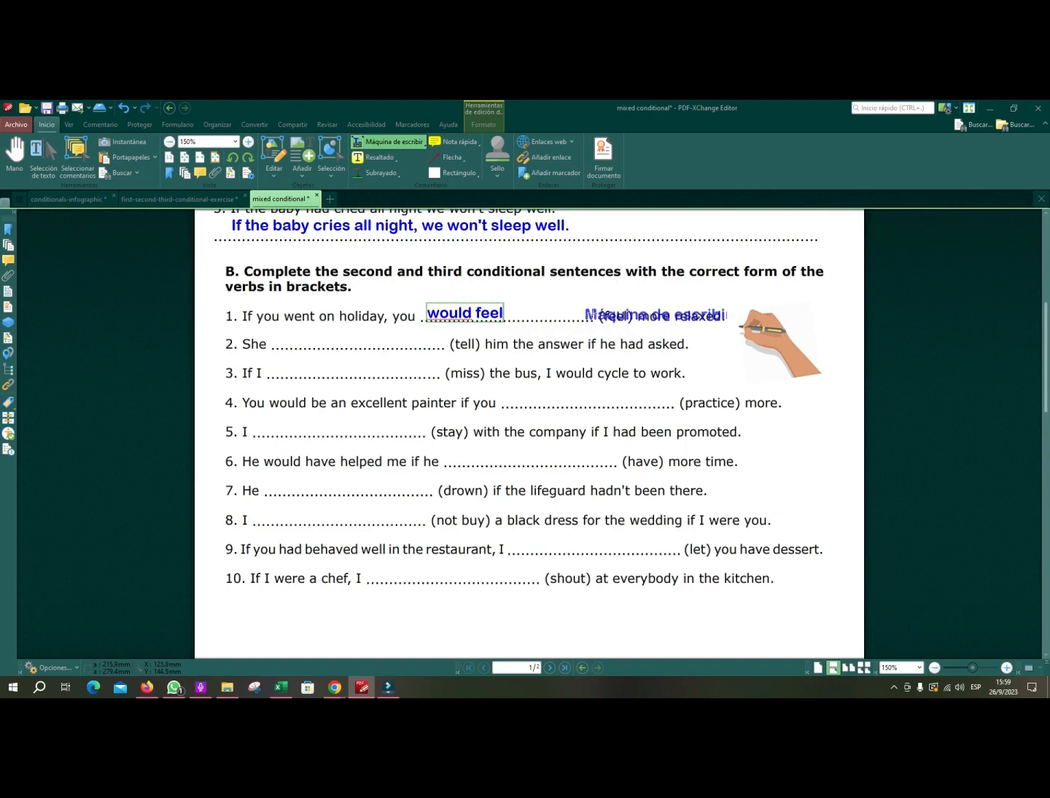So what is this? Second conditional, right? You have what? Third conditional, right? She would have told him the answer if he had asked. So you're going to read this and choose if it is third conditional or second conditional, and also you are going to use the word that you have between parentheses.